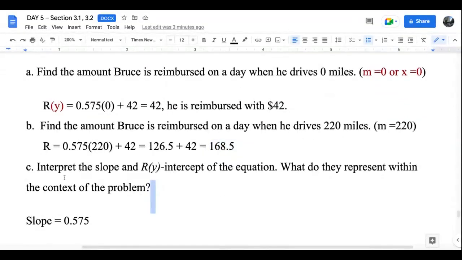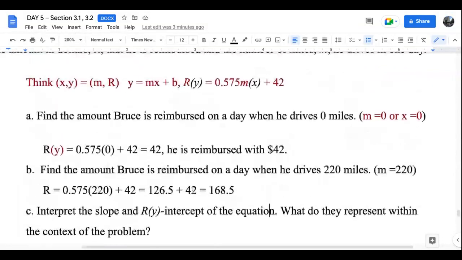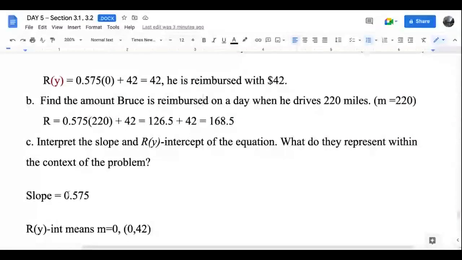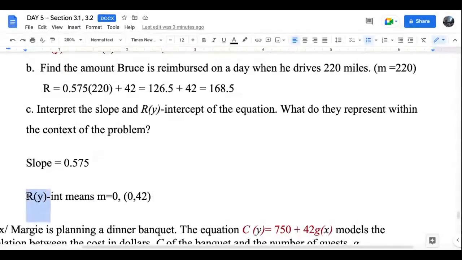C, interpret the slope and the R-intercept, or y-intercept, of the equation. What do they represent within the context of the problem? What's the slope? The slope equals 0.575. And what is the R-intercept or y-intercept? That means he drives no miles. So what does this mean?